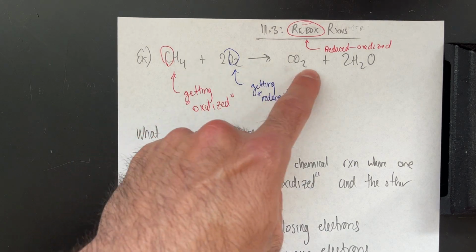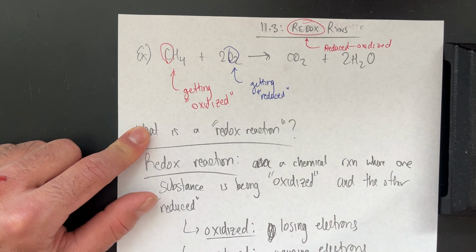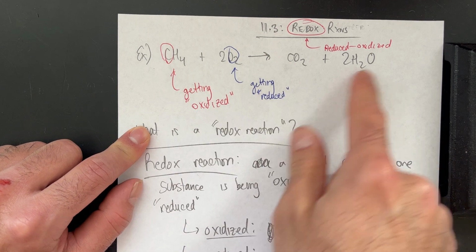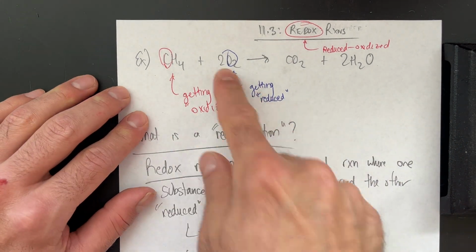Now, how can you tell that by looking at this chemical reaction? Well, you can't right now, and so we're going to learn some things so that you can understand what is actually going on here. But yes, at the moment, you don't understand it.